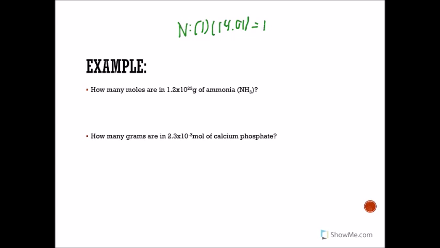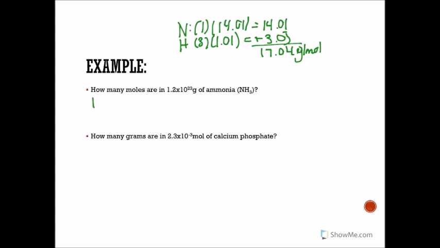And we have hydrogen. We have 3 hydrogens at 1.01, so we add that to 14.01. We add those two together, we get 17.04 grams per mole. Once we found our molar mass, we need to start with our number in the question.